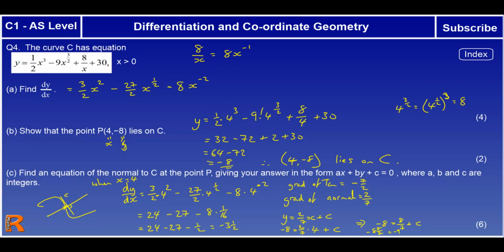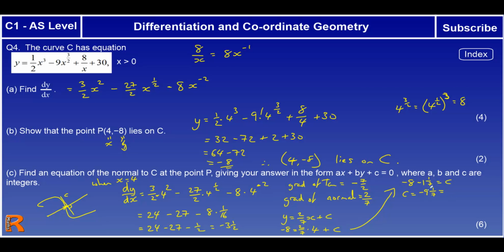that's far too small, let's just redo that. So we've got minus 8 take away 8/7, which is 1 and 1/7, equals c. So c equals minus 9 and 1/7.